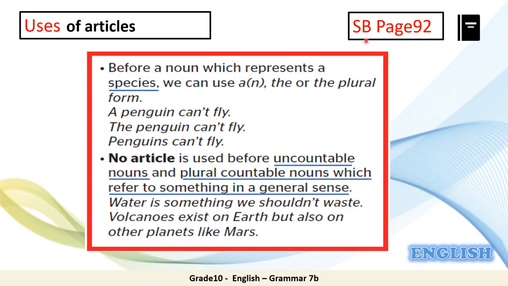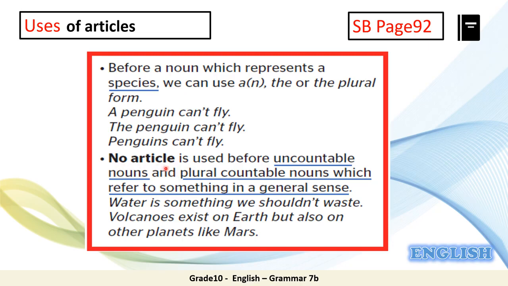Now let's go to your student book, page 92, uses of articles. Remember that before a noun which represents a species, we can use a or an. We can also use the or the plural form. For example, a penguin can't fly. The penguin can't fly. Penguins can't fly.